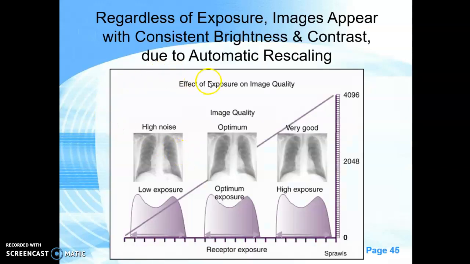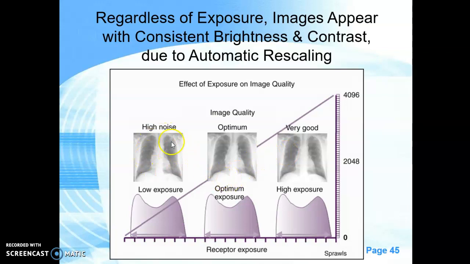So this picture is just showing us that regardless of the amount of exposure that you used, images are going to appear with consistent brightness and contrast because of automatic rescaling. So the image here in the middle is of optimum quality. It was good exposure. The image on the right here was made with high exposure. The image on the left here was made with low exposure. But you can see that they look fairly consistent from one to the next.